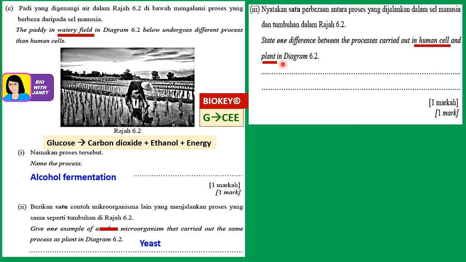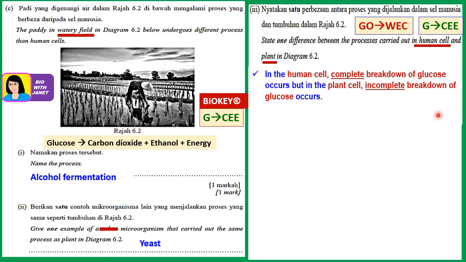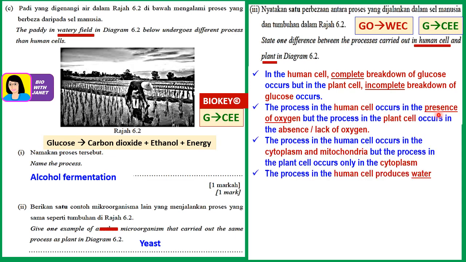Now next, state one difference between the processes carried out in human cells and plant cell in the diagram 6.2. All right, so just now we had the human cell that we're talking about, and aerobic respiration. Now we have to compare it with the alcohol fermentation in the plant. All right, so easiest thing is to use the acronyms, the bio key that I've invented. Compare GOWAC with GC, that's all. All right, and give one difference. Right, let's look at the differences. There are actually a few differences, right?